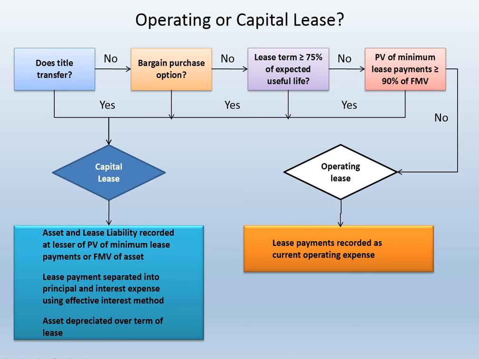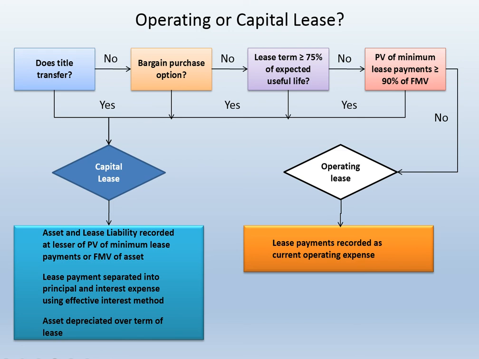So it doesn't happen very often that the fair market value of the asset is less than the present value of the lease payments. It's possible, but pretty rare. So for the most part, we'll record an asset and a lease liability at the present value of the lease payments. And then the lease payment itself, when we make a cash payment, needs to be separated into principal and interest expense using the effective interest method. What happens with the lease payment is virtually identical to what happens with an installment note payable.